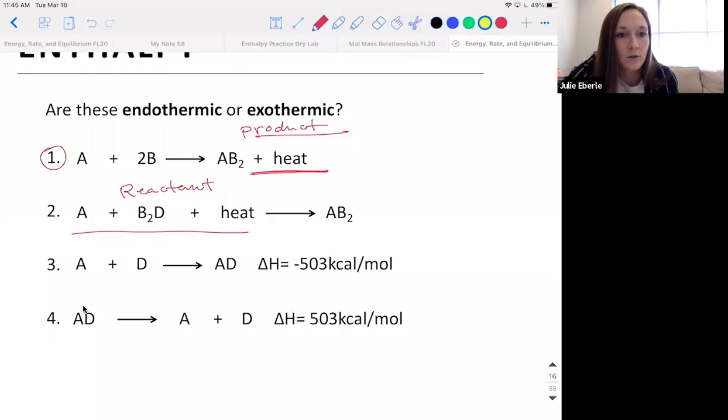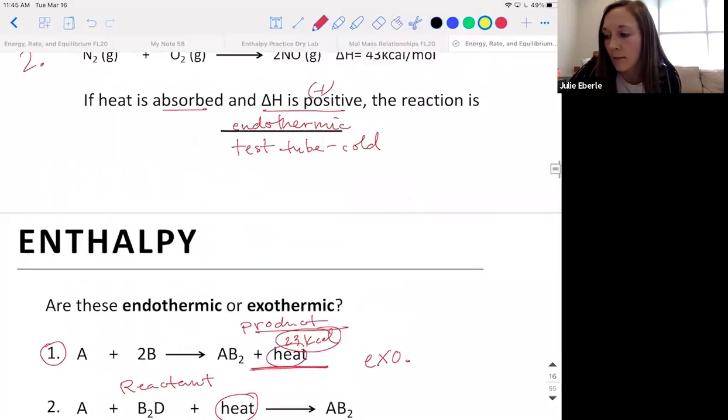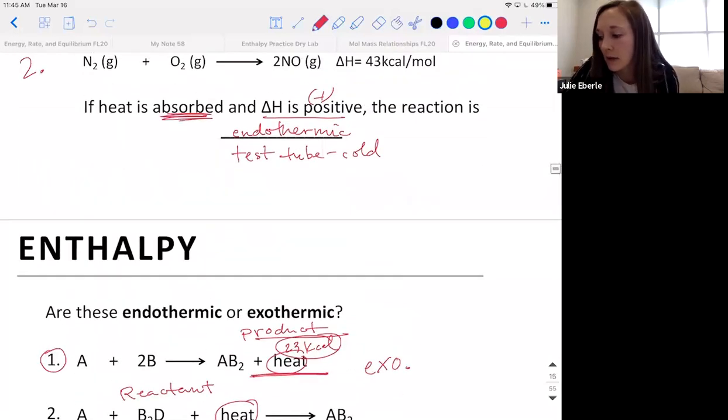All right, share results. Okay, here's what everybody said. Number 1, most people said exothermic, 82%, and that's correct. This is exo. So if heat is on the product side, if the word heat or a number like 23 kcal is written into your reaction that way, that is exothermic. Heat's being produced. If it's on the other side, if it's a reactant, overall heat's being absorbed. And if you scroll up, if heat is absorbed, we said that is endothermic.